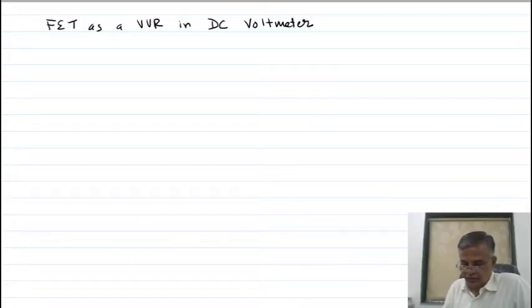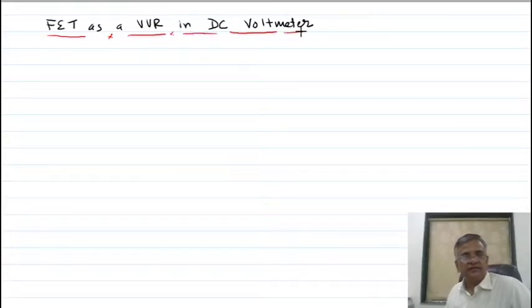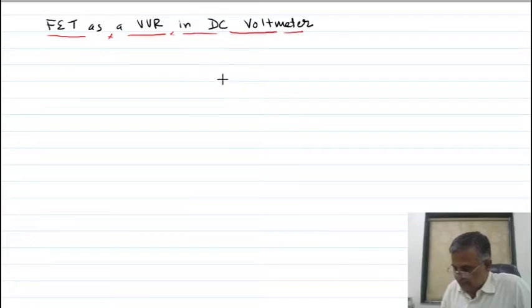Look here, you are using the DC voltmeter. The advantage of using the FET in a DC voltmeter is that the input resistance of the DC voltmeter will be very large. I am showing you the circuit diagram of the DC voltmeter. Here I am using a bridge. You must know the bridge as having four branches. The bridge is the main part of the circuit.